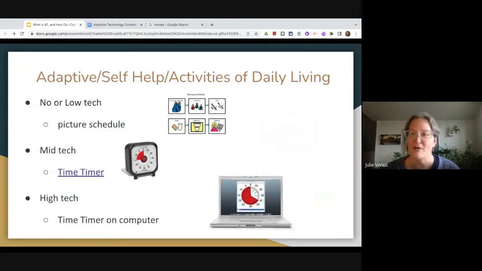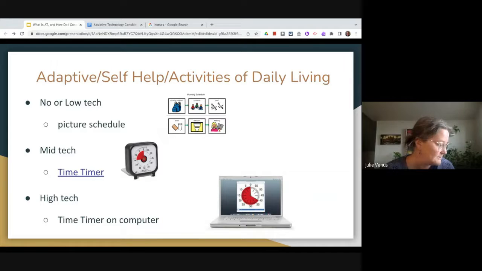Adaptive or self-help or activities of daily living. Many of you probably have or are using picture schedules with students. Any of those visual supports, while there's some technology used in printing them out, once you've got them, they're pretty no or low tech. So those are a common item that is considered assistive technology if a student needs it.